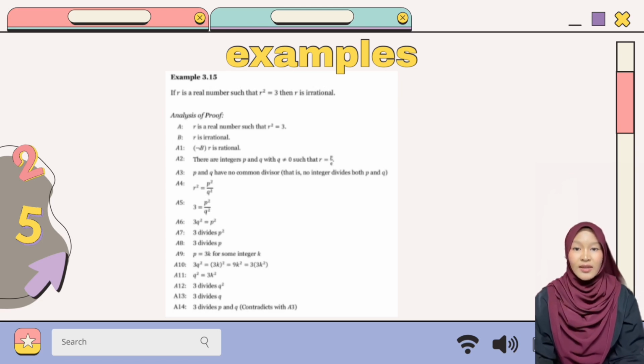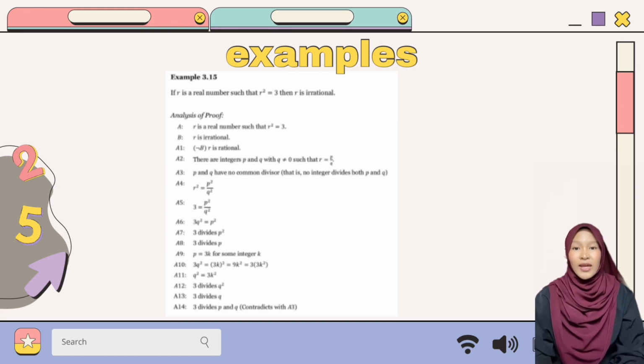Thus, there is an integer k such that P equal to 3k. Substitute P to obtain Q squared equal to 3k squared. From this, 3 divides Q squared, so 3 divides Q. Thus, P and Q have a common divisor, which cannot be. Hence, R is not rational. R is irrational.